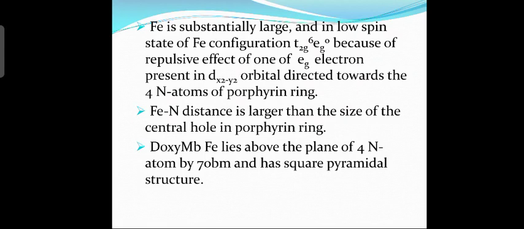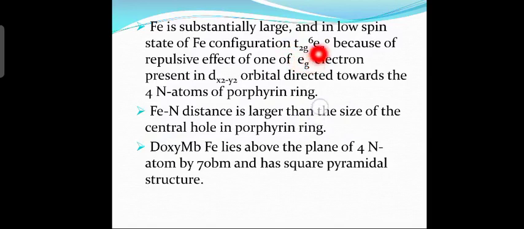Next slide. Iron is substantially large in the low spin state. Suppose it is in low spin state, then the configuration will be T2g6 Eg0. That means in the Eg orbitals no electrons are present, they are vacant. In T2g there are 3 orbitals, each orbital contains 2 electrons, so 2 into 3 is 6. That means all are paired up. Because of the repulsive effect of the electron present in the dx squared minus y squared orbital directed towards the 4 nitrogens of the porphyrin ring.